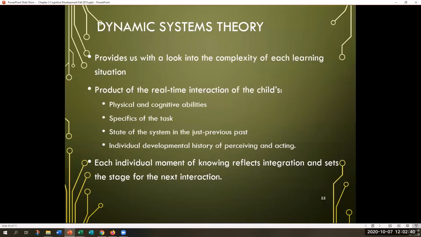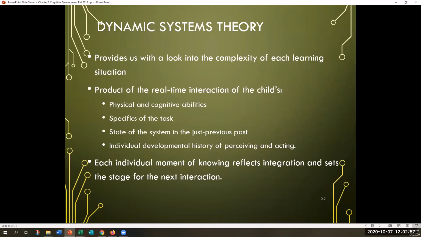So there you were able to see some different modes of providing scaffolding. So we've talked about Piaget, and we talked about Vygotsky and his theories of cognitive development. Now we're going to talk about the dynamic systems theory. This theory provides a look into the complexity of each learning situation of a child as they're learning to speak single words.